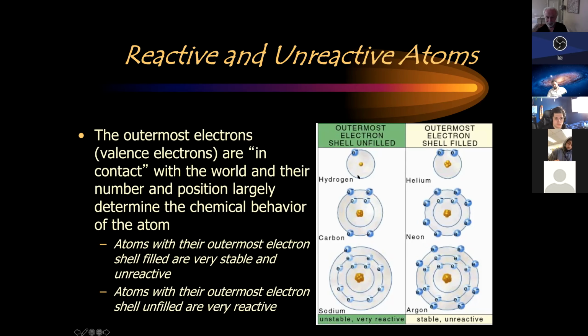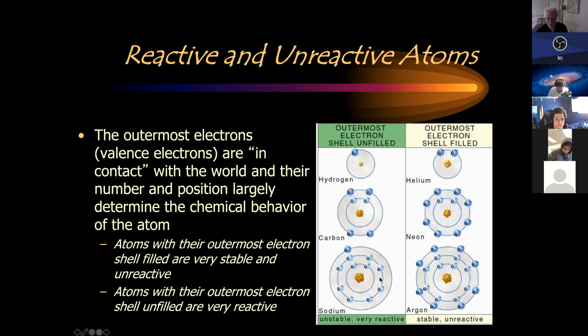So you have three examples here. Hydrogen, the hydrogen atom, its outermost electron shell is unfilled. It would like to have two, but it's only got one. Helium, on the other hand, has two electrons in its outermost shell, so it's full. Carbon has four in its outermost shell. It would like eight, so carbon is very reactive. Neon, on the other hand, has eight, so it's an inert gas.